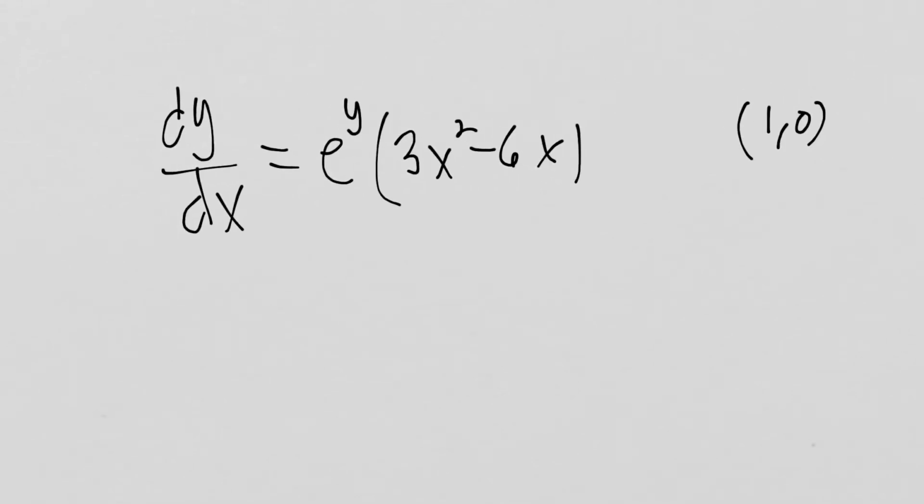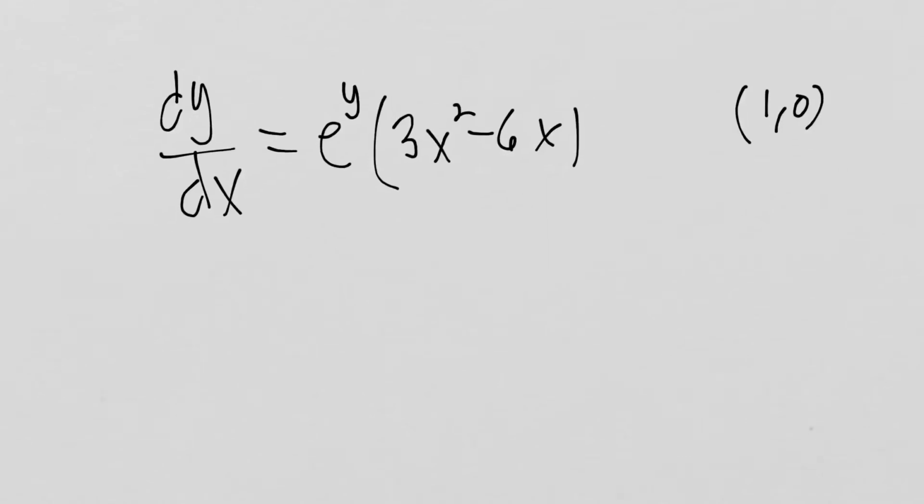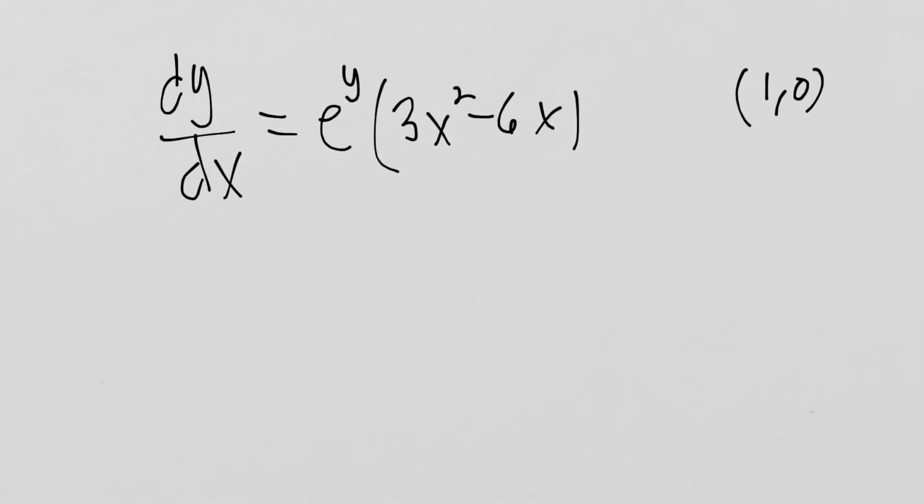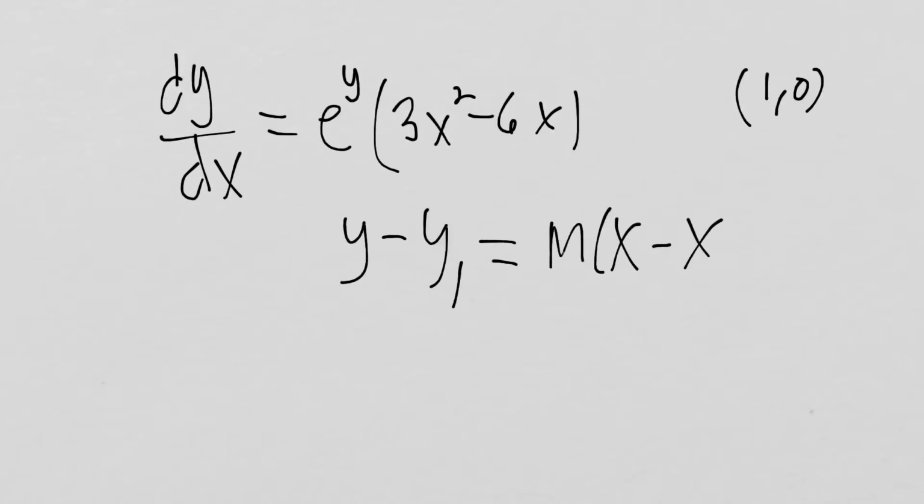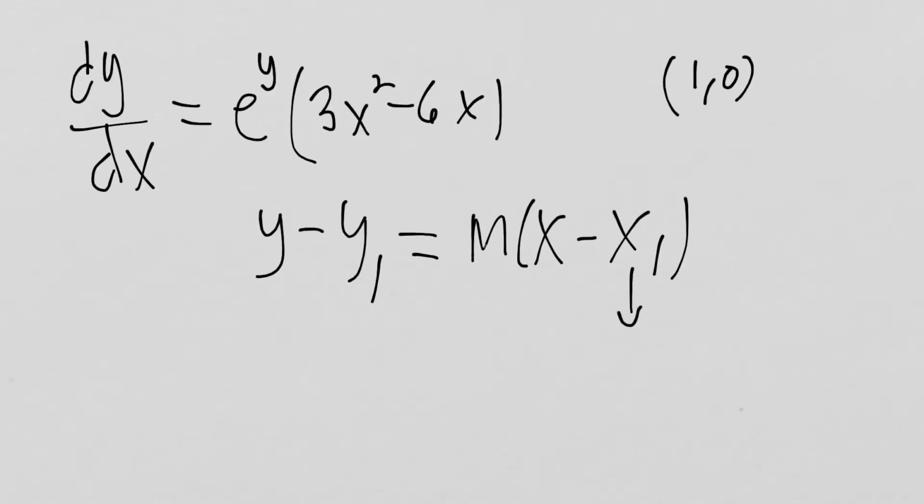All right, 2013, number 6, we are given dy/dx, and part A is just asking us for the line tangent to the graph of f at the point (1, 0). So when I see something about a tangent line, I should immediately write y minus y1 equals m times x minus x1. I'm given my x1, which is 1, and my y1, which is 0. So all that's left is m, and that's going to be determined by dy/dx at (1, 0).